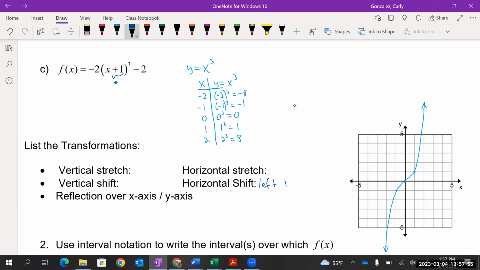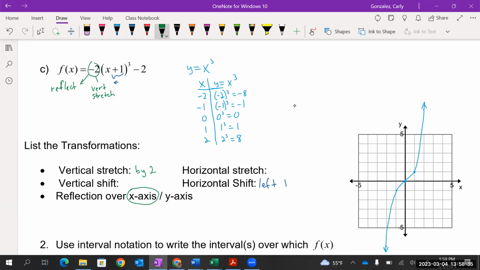Then let's look at this multiplier. Our multiplier, -2, actually will cause 2 different transformations. The negative will cause a reflection, and because it is outside the function, it will reflect over our x-axis, or reflect vertically. But the 2, that's a multiplier outside the function, so that's going to be a vertical stretch. So we have a vertical stretch by 2.